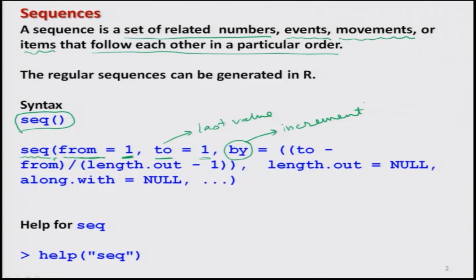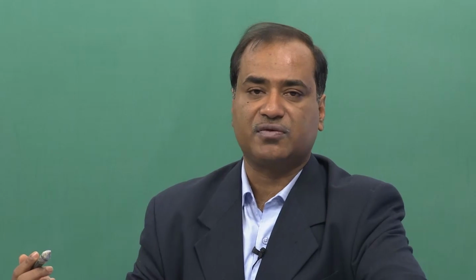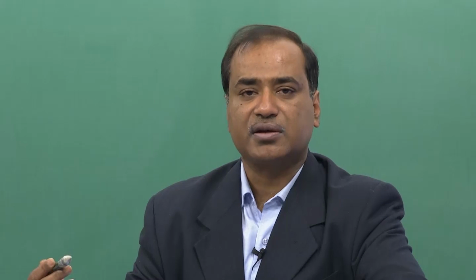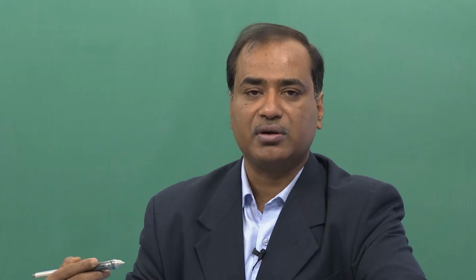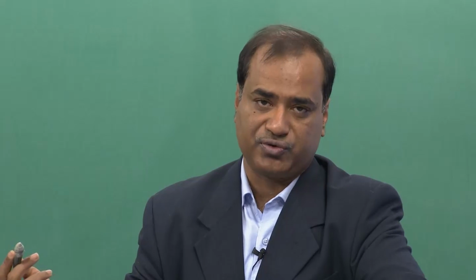By means what should be the increment of the sequence. For example, when I say my sequence is 1, 2, 3, 4 and so on, that means the increment value is 1 unit. When I say my sequence is 1, 3, 5, 7 and so on, then my increment is 2 units. Similarly, if I take a sequence like 10, 8, 6 and so on, then I want a sequence in which the decrement is 2 units or the increment is minus 2 units.